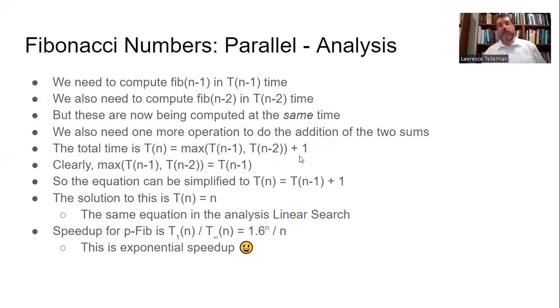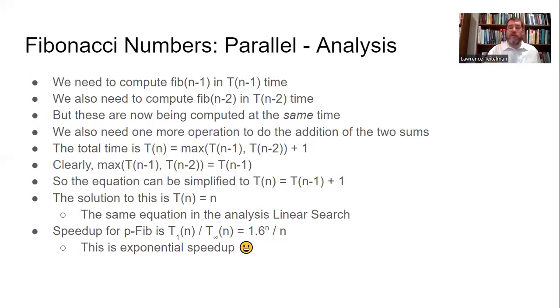Now, which of these is bigger? T of n-1 or T of n-2? I need to max them. Which of them is bigger? T of n-1 is bigger. Okay, so here's my recurrence. If I'm taking the max of these, the max is T of n-1 plus one. Where have we seen this recurrence before? Bunch of places, but I think the first one was linear search.